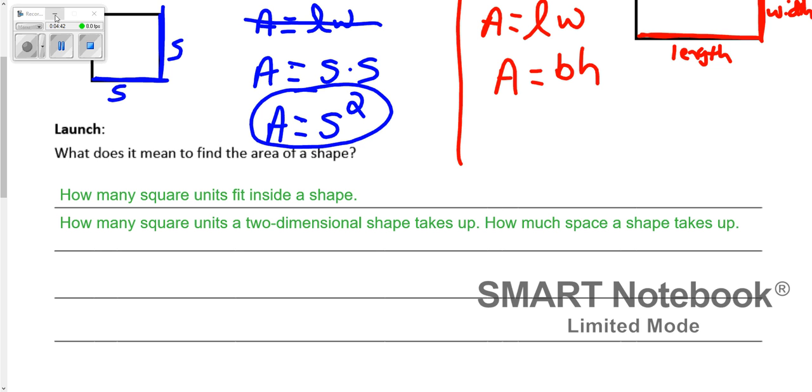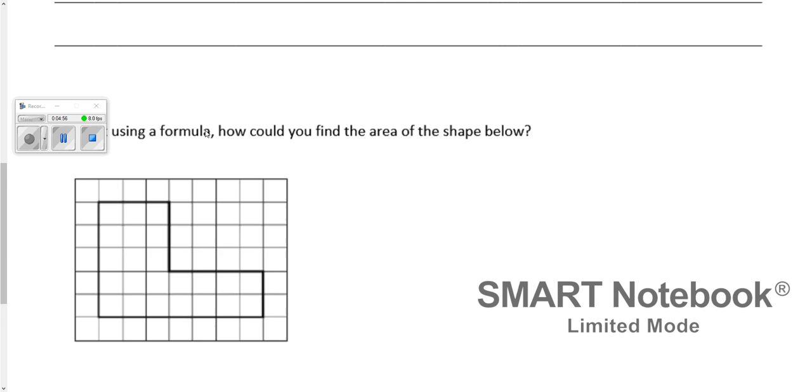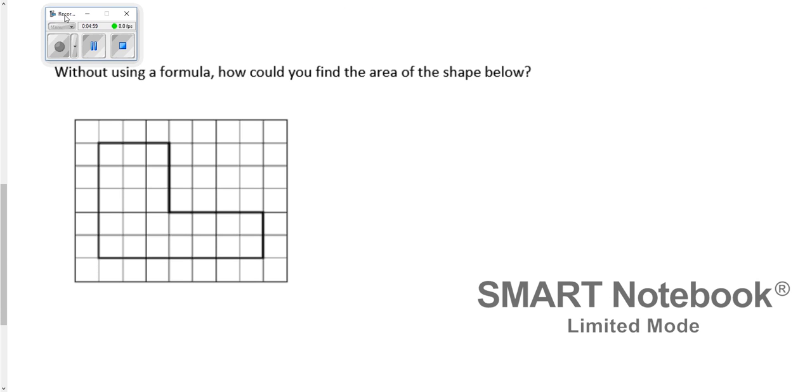This is area. So in the example above, when we were finding the area formula for a square, you're really finding how many square units fit inside of this object. Same thing for the rectangle. So here's a shape. It's not a regular shape. It's an L-shaped figure. It has 1, 2, 3, 4, 5, 6 sides. So do you know the name of that shape? If you don't, maybe it's a good time to look it up. So there's not a regular formula for this shape because it's not a straightforward shape like a rectangle or a square. But without using a formula, how could you find the area of this shape?